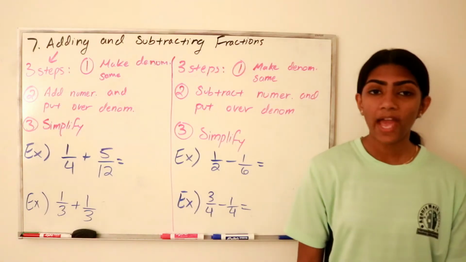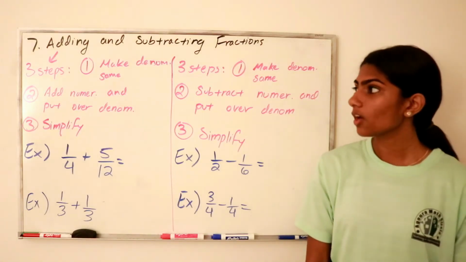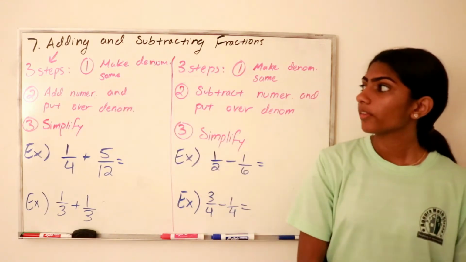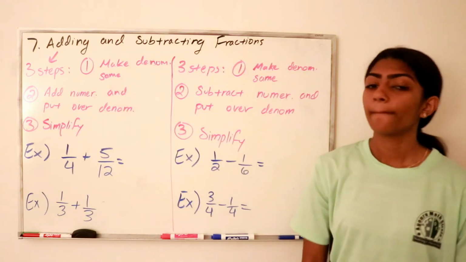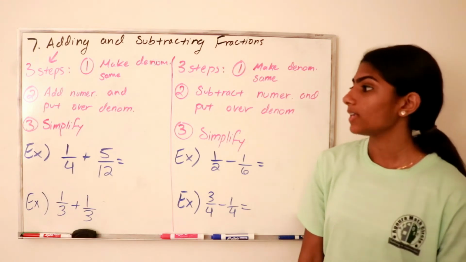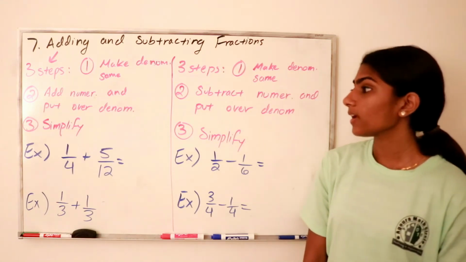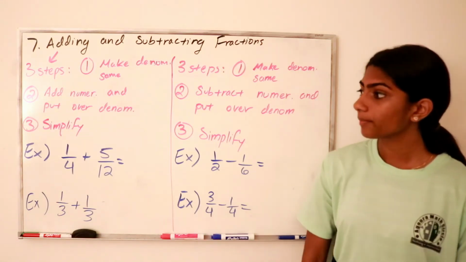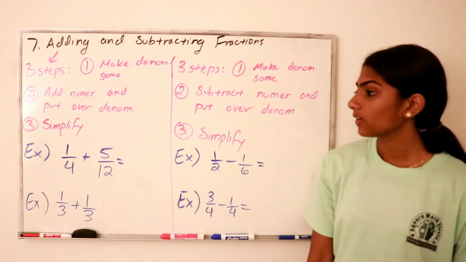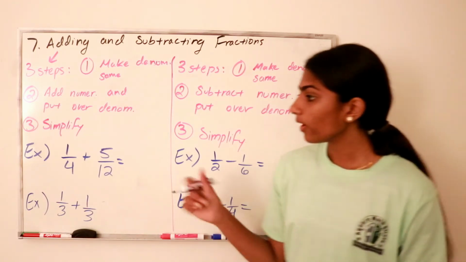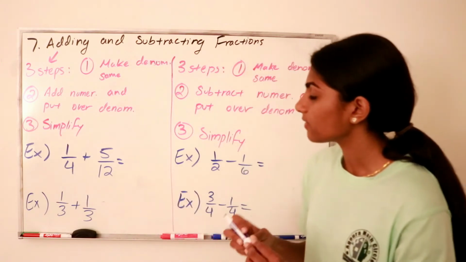Now let's move on to adding and subtracting fractions. So, for adding and subtracting, there are 3 steps. First, make the denominators the same. Next, add the numerators and put over the same denominator that you got. Then finally, you have to simplify. For example, let's look at 1/4 plus 5/12.